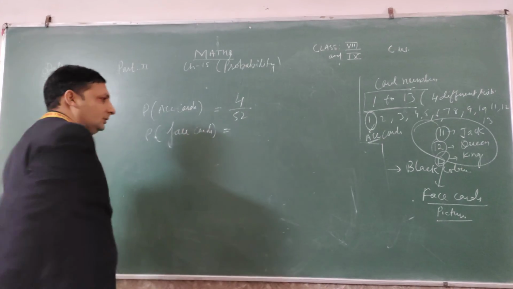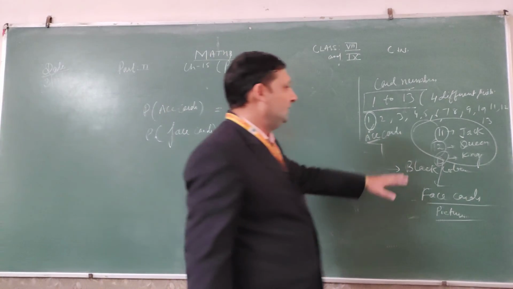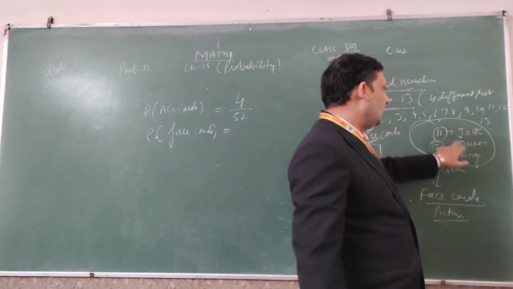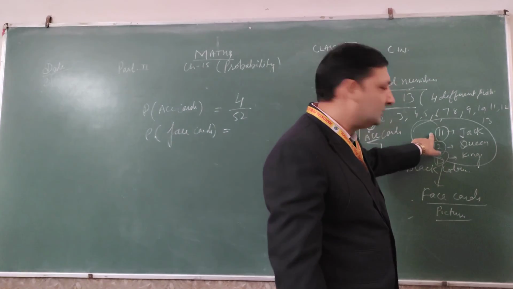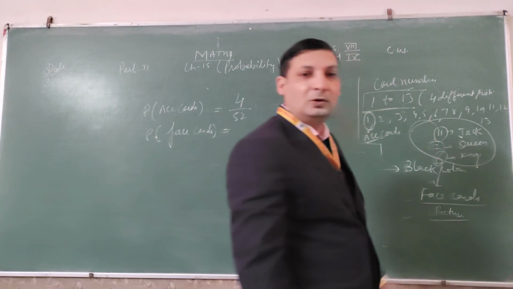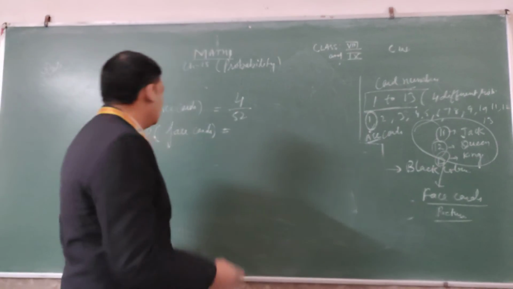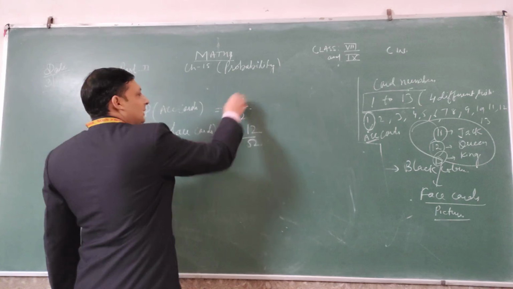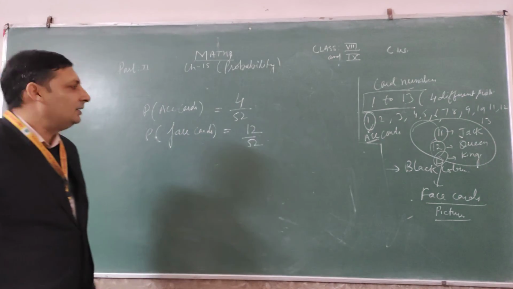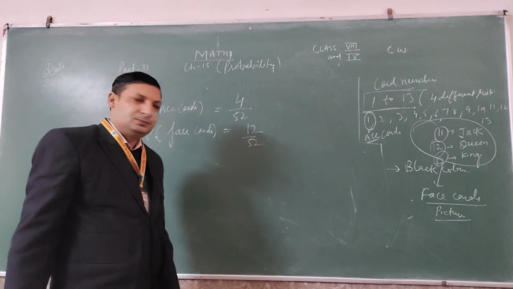So see here, probability of face card. These are called face cards: jack, queen, king. So again, jack means card number 11, and each consists of 4 cards, 4, 4, 8, 4, 12. So for face cards we have 12 by 52. We can also divide all these numbers.